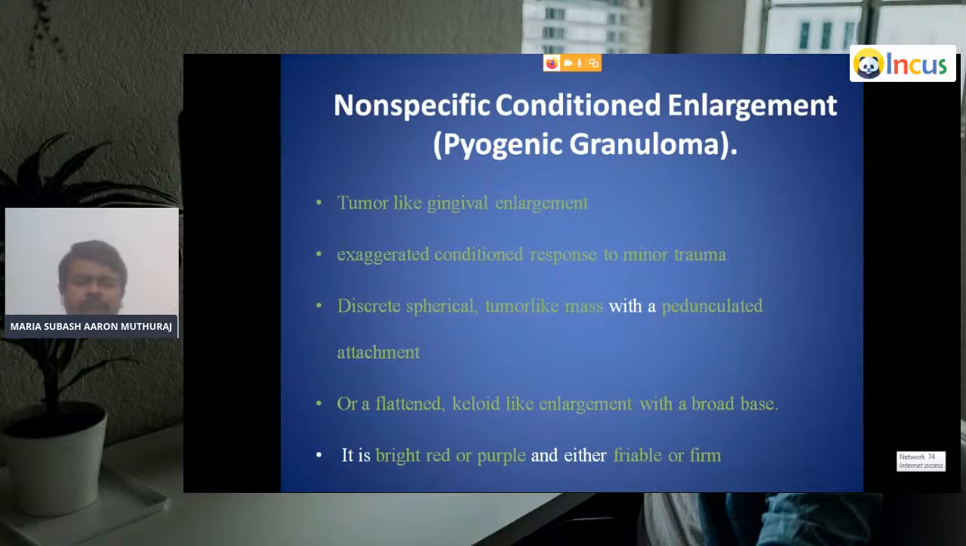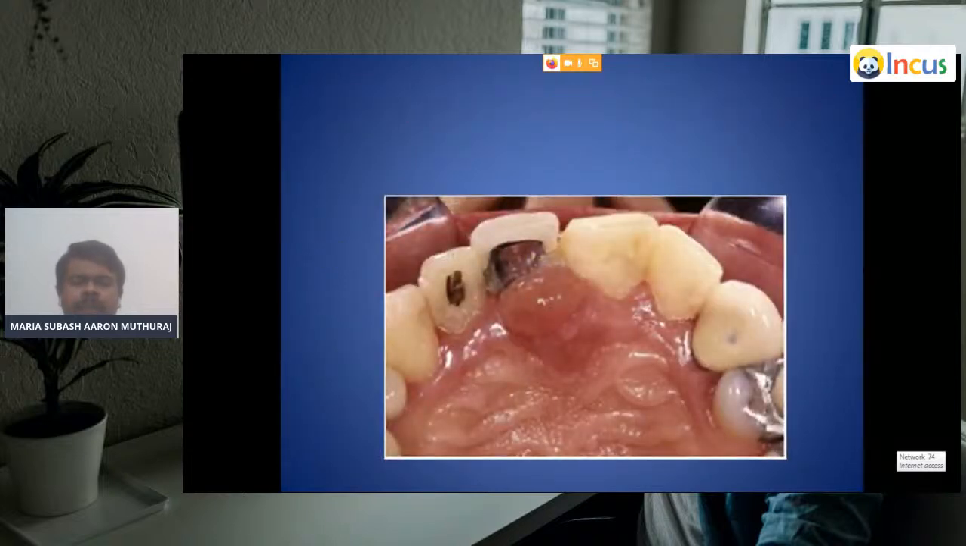The synonym for pyogenic granuloma is granuloma pyogenicum, an exaggerated conditioned response to minor trauma. Commonly, the interproximal gingiva is affected. Some irritating factors, such as plaque, must definitely be present for the lesion to get initiated and exaggerated.